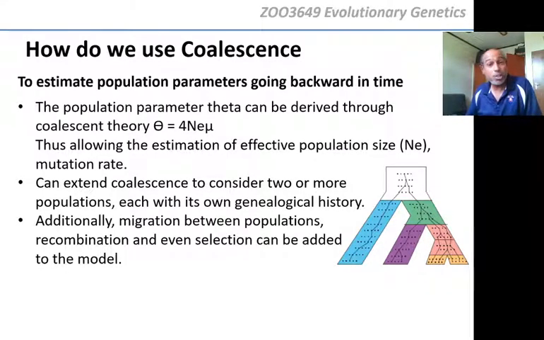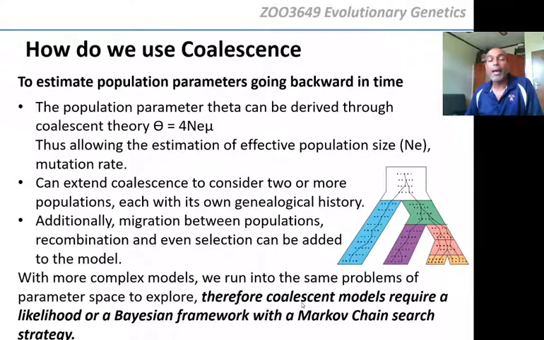Okay? Additionally, what you can do is model migration between the populations. So you can model migration from this population here where my mouse is to this population, the purple one, or from this orange ancestral population to the purple one, or from this purple one to one of these derived populations here. You can then add selection, recombination. In fact, you can make the coalescent model as complicated as you want to make it, okay?